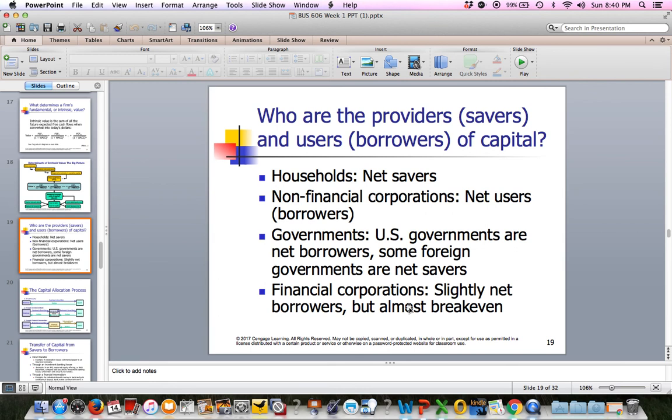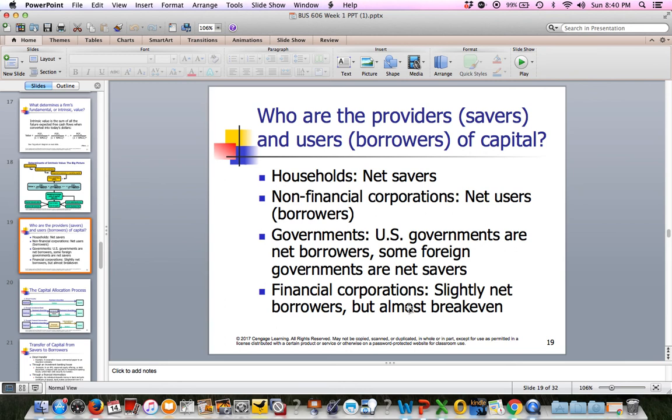And so efficient financial markets are where borrowers and savers come together efficiently, which can be on the internet, it can be in a physical location like a bank, but the quicker and easier these two groups find each other, the more efficient our markets are and the more efficient our economy is.